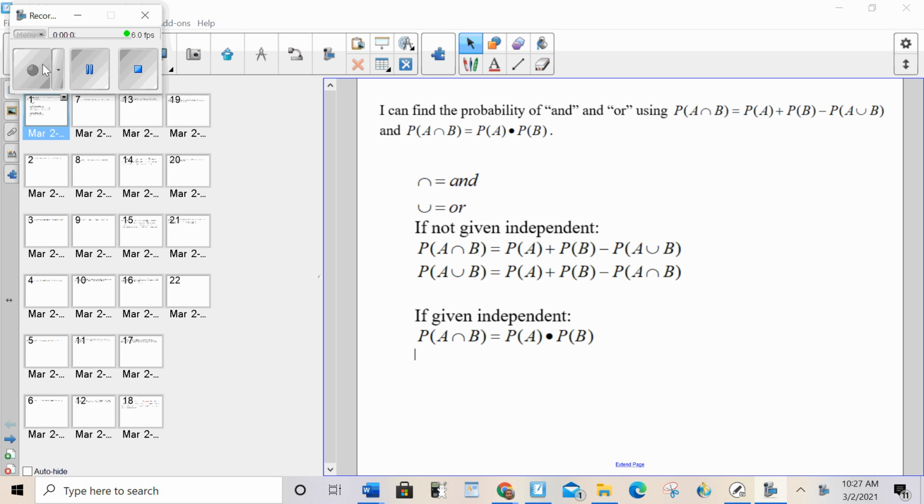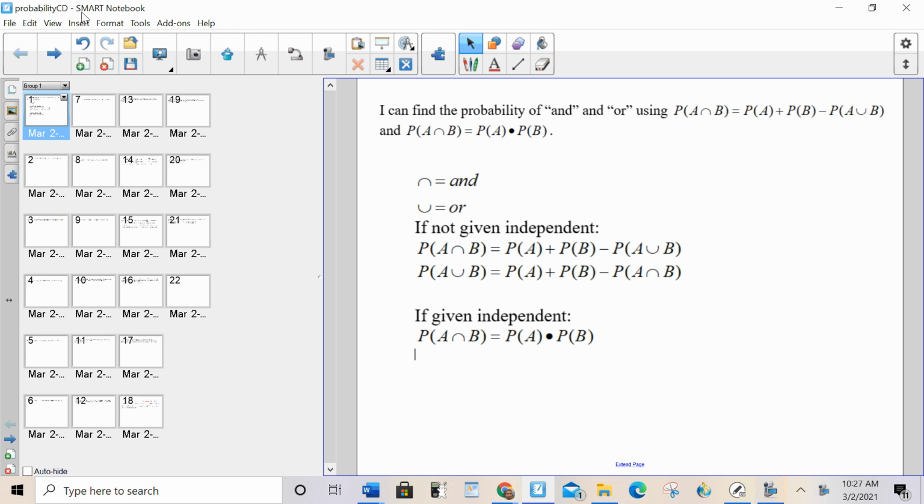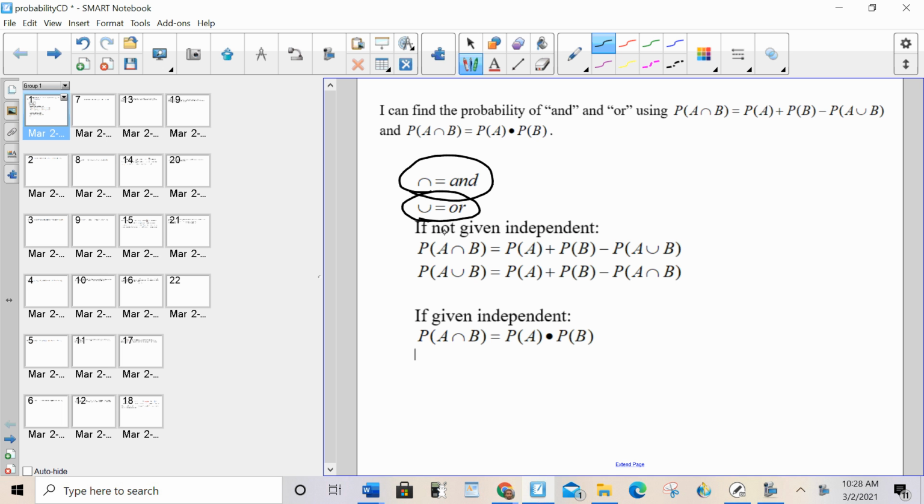Hello everybody. Today I can find the probability of and or using P of A and B equals P of A plus P of B minus P of A or B, and P of A and B equals P of A times P of B. So there's a few different formulas that we're going to use in this lesson. And first of all, we're talking about the symbols here. We talked about these already, I believe. At least we talked about the and. The and is like a lowercase n, and the or is like an uppercase u.